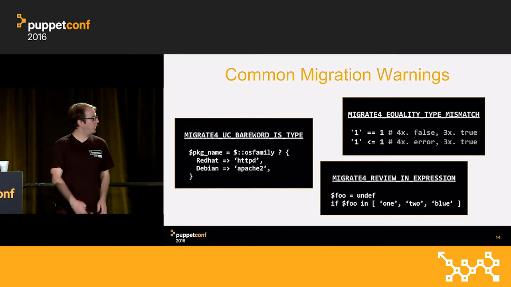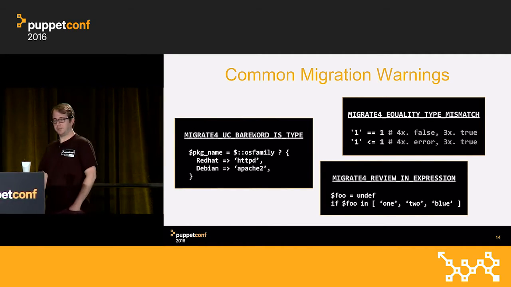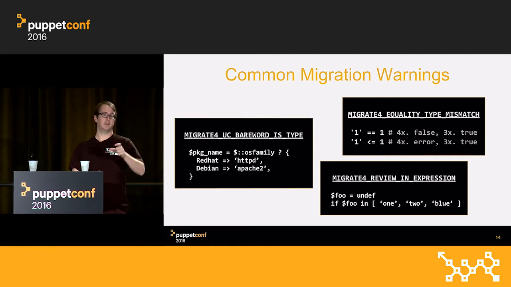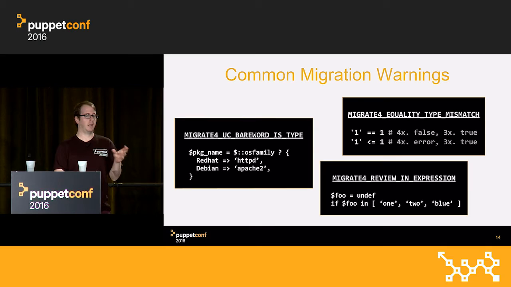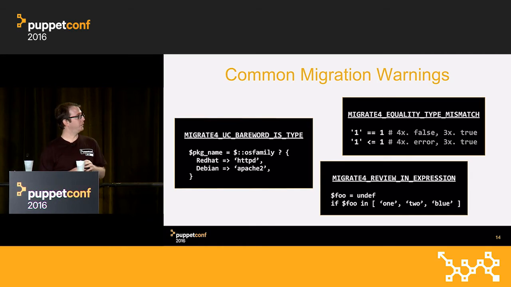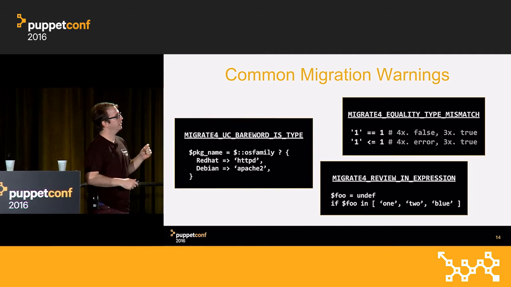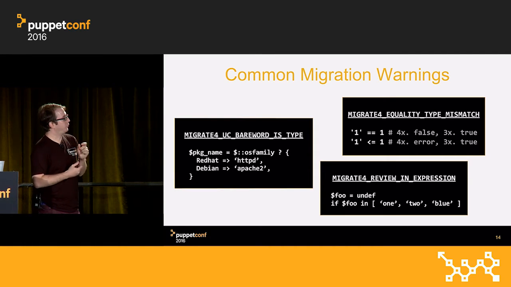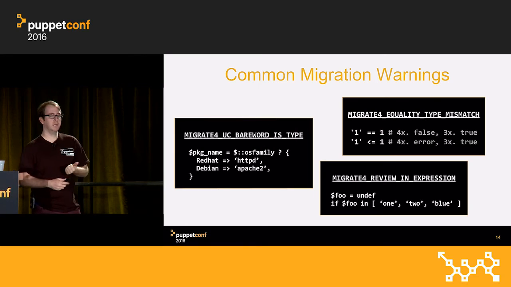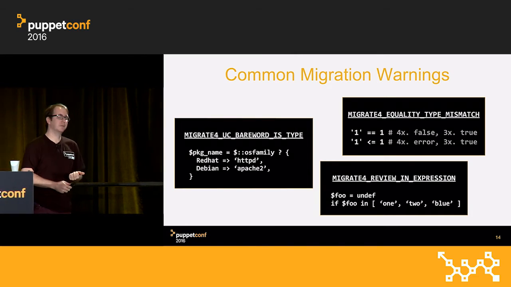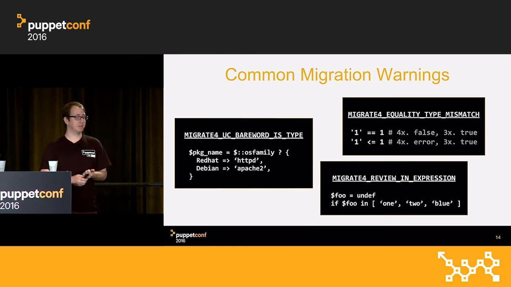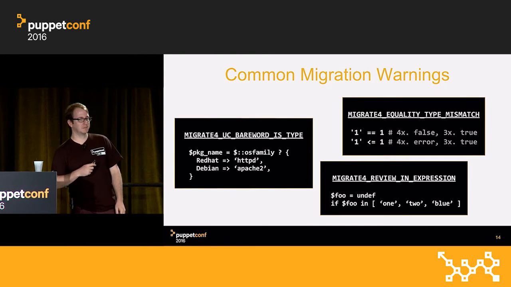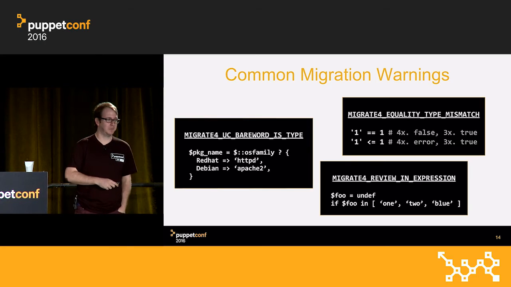All right, and then equality type mismatch. Now in Puppet 4, if you compare a string to a bare number, it's not going to do what you think it's going to do. In Puppet 3, if you compared the string 1 to the number 1 to check equality, it would return true. In Puppet 4, it's going to return false. The string 1 compared with the less than or equal to operator is going to error out in Puppet 4. It's going to halt compilation. In Puppet 3, it's going to return true. So finding these early will fix a lot of odd issues down the line.